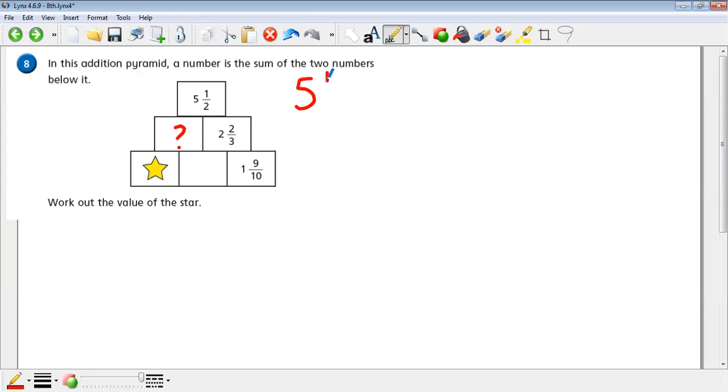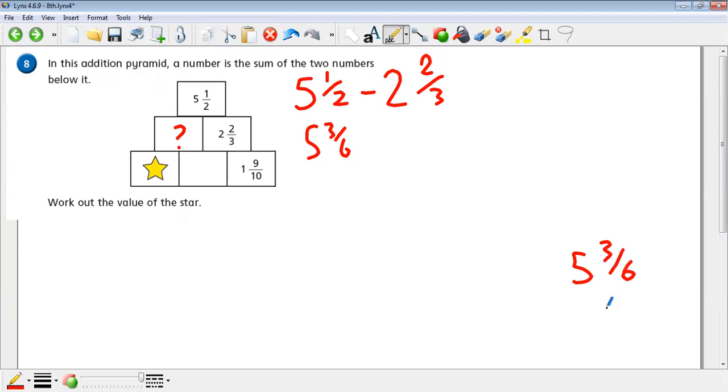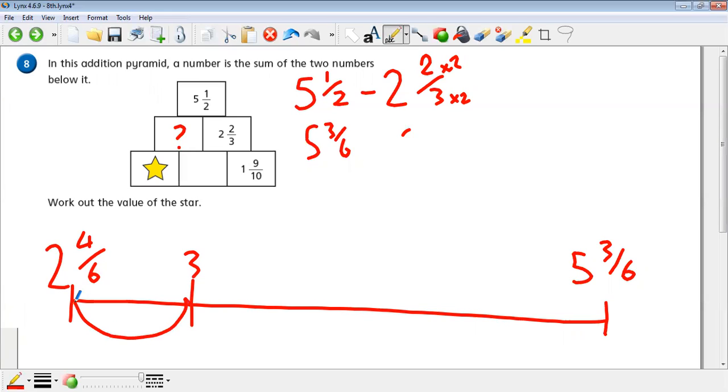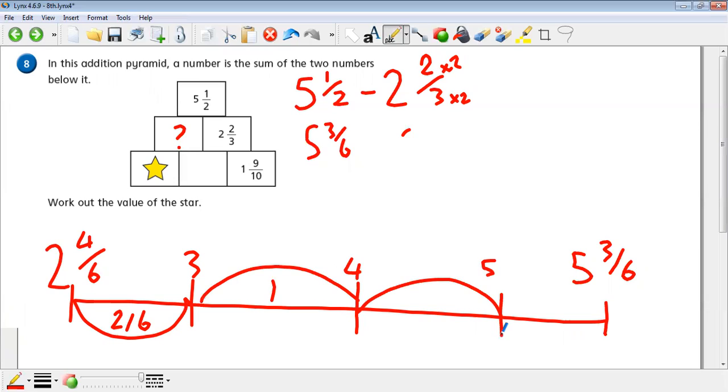So 5.5 take away 2 2/3. So I'm going to have to convert into sixths here. So that's 5 3/6 here. And then the 2 2/3 is getting doubled. So that's 2 4/6 here. So up we go, up to the nearest whole. It's going to be 2 6ths, up to 4 is 1, up to 5 is another one, and then 3 6ths.